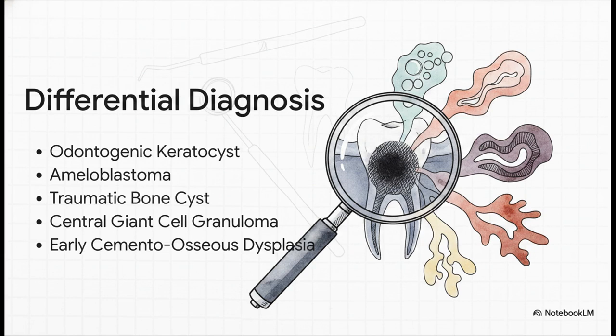Here's where it gets tricky, though. Not every dark spot at the tip of a root is an infection. We always have to consider a differential diagnosis. There are visual mimics out there, things like an odontogenic keratosis, an ameloblastoma, a traumatic bone cyst, a central giant cell granuloma, or even early cemento-osseous dysplasia. Any of these can look suspiciously like a periapical lesion on an X-ray, and that is exactly why we can't just rely on imaging. A thorough, hands-on clinical examination is absolutely critical.